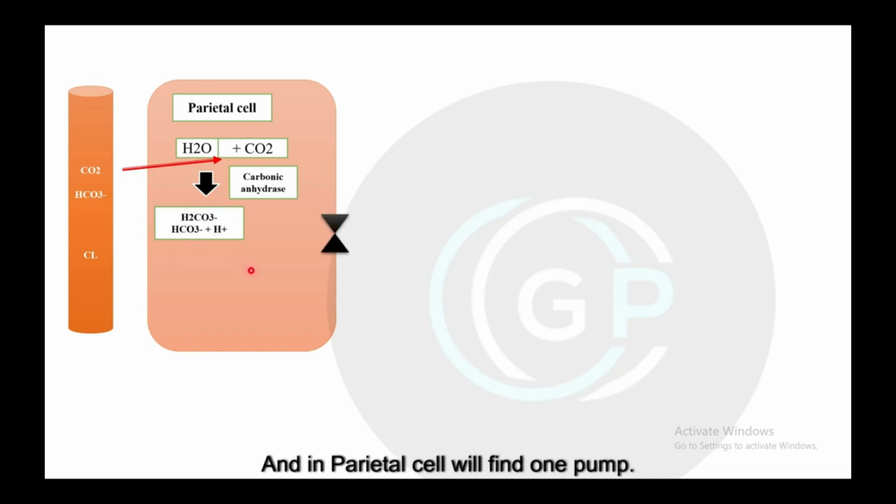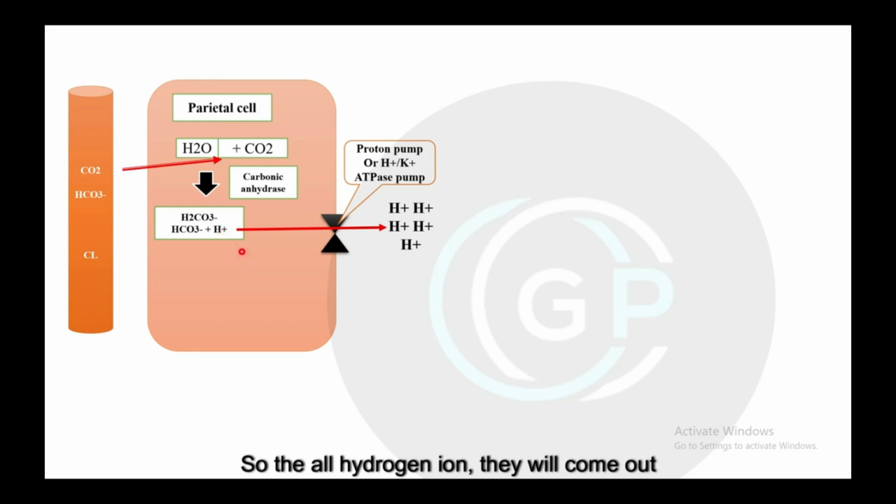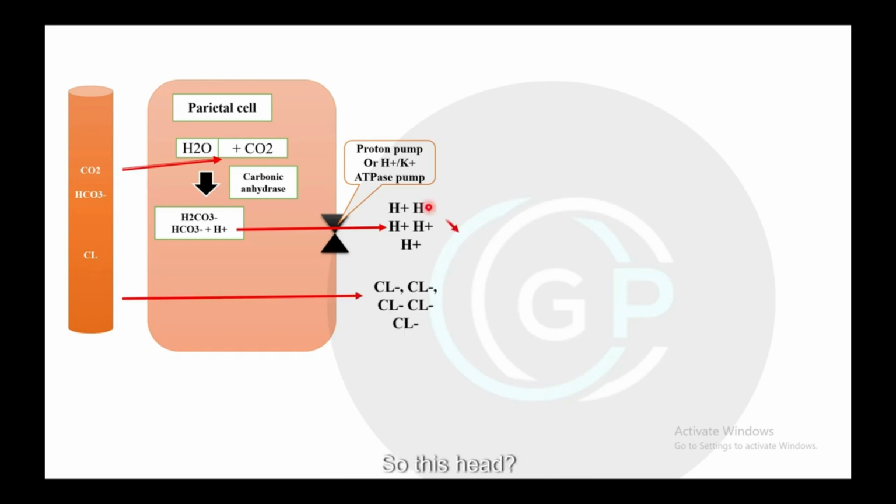In the parietal cell we'll find one pump. The name of this pump is proton pump. We also call it the hydrogen potassium ATPase pump. So the hydrogen ions that are formed by the reaction of carbon dioxide and water, all the hydrogen ions will come out from this pump. And similarly, when there is blood circulation, this chlorine also comes out. So this H ion and chlorine ion will react together and form HCl.